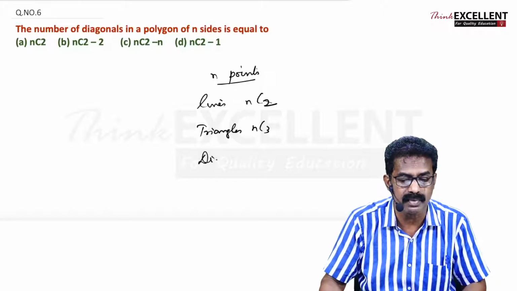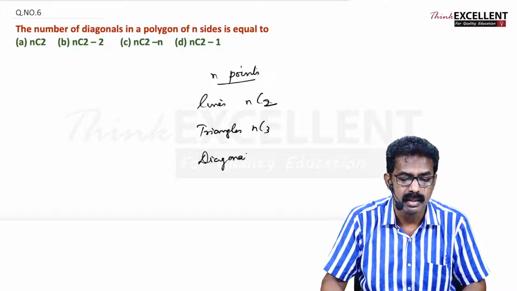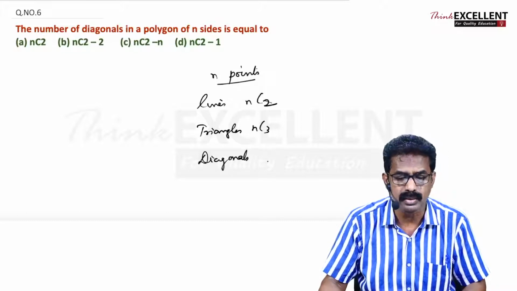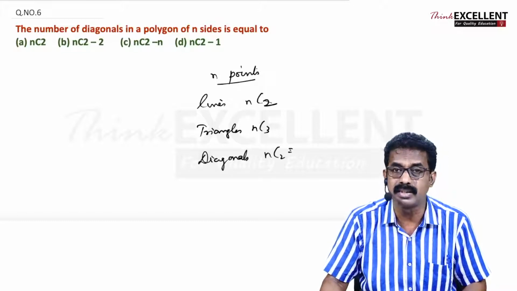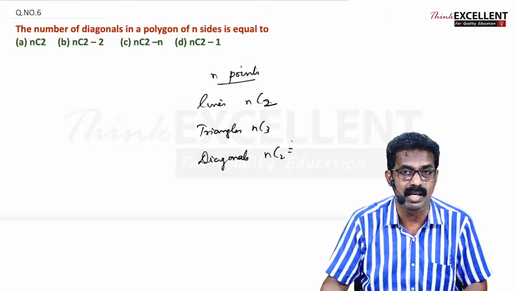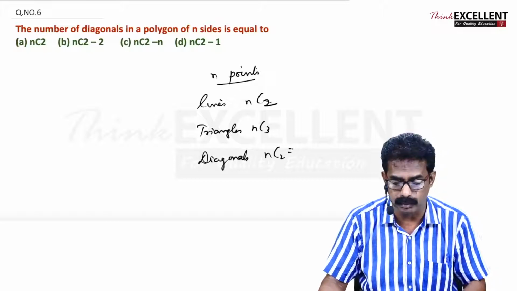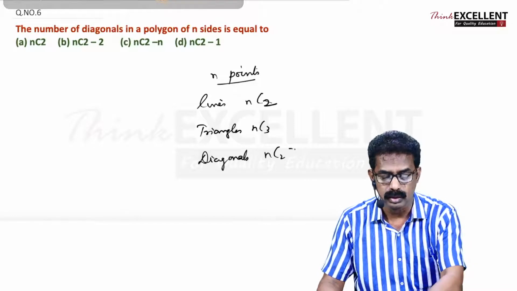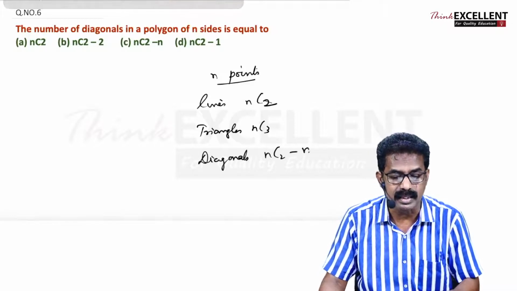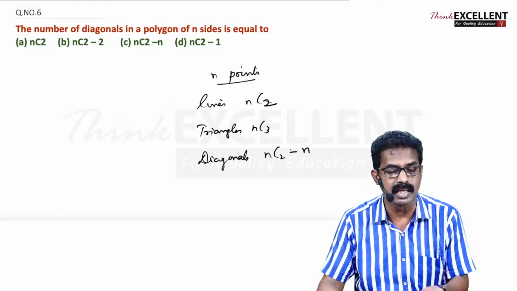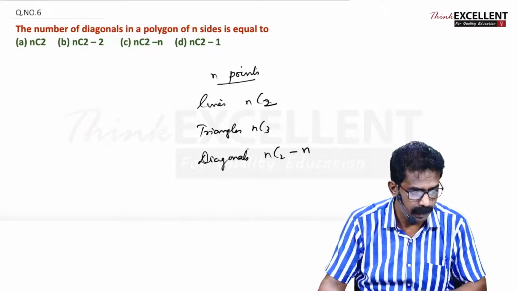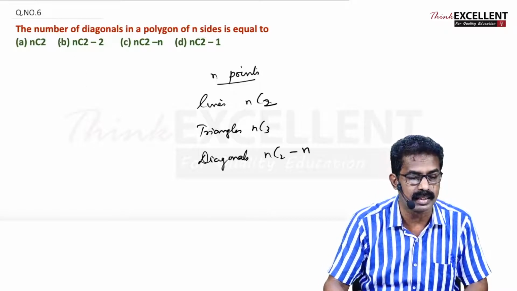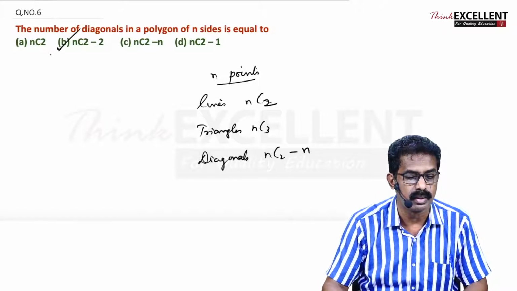Now the number of diagonals is also lines only, right? So NC2, but every line is not a diagonal. Sides are not diagonals, so sides should be removed. Here there are n points, so there are n sides. That n you have to remove, and the remaining are diagonals. So NC2 minus n. So here the correct answer is what? B, because the question is the number of diagonals.